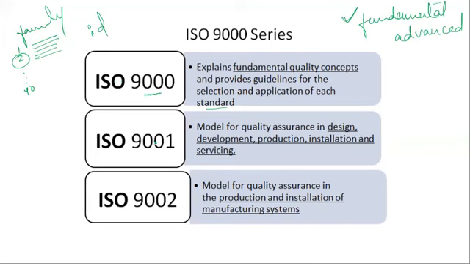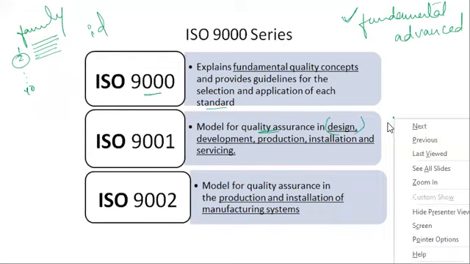The next standard is ISO 9001. This is the model of quality assurance in design, development, production, installation, and servicing. So this is going to provide you quality assurance. The first steps are basically gathering all the requirements and making a plan. After that, the main steps are your designing part, where you're going to make prototypes or models.